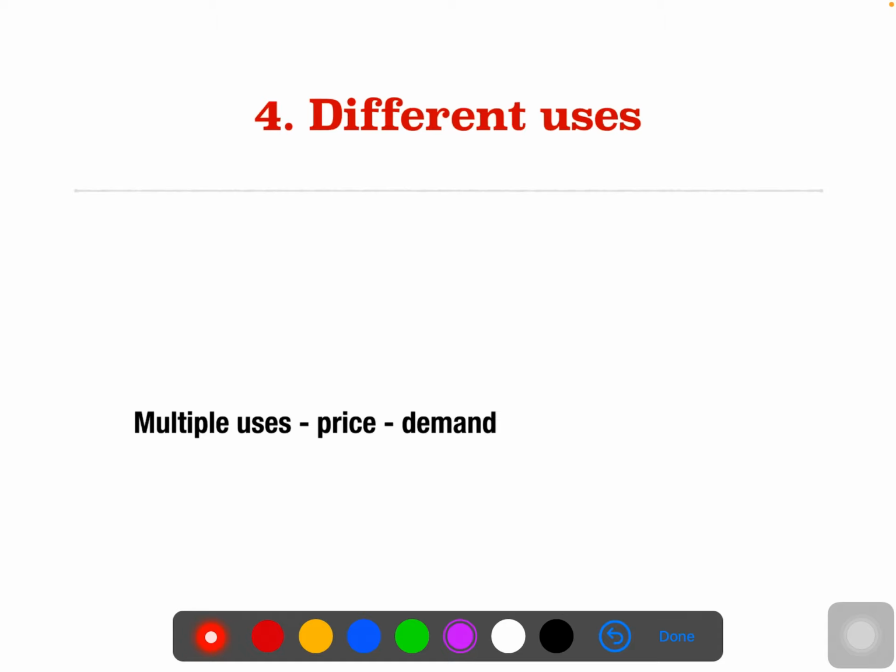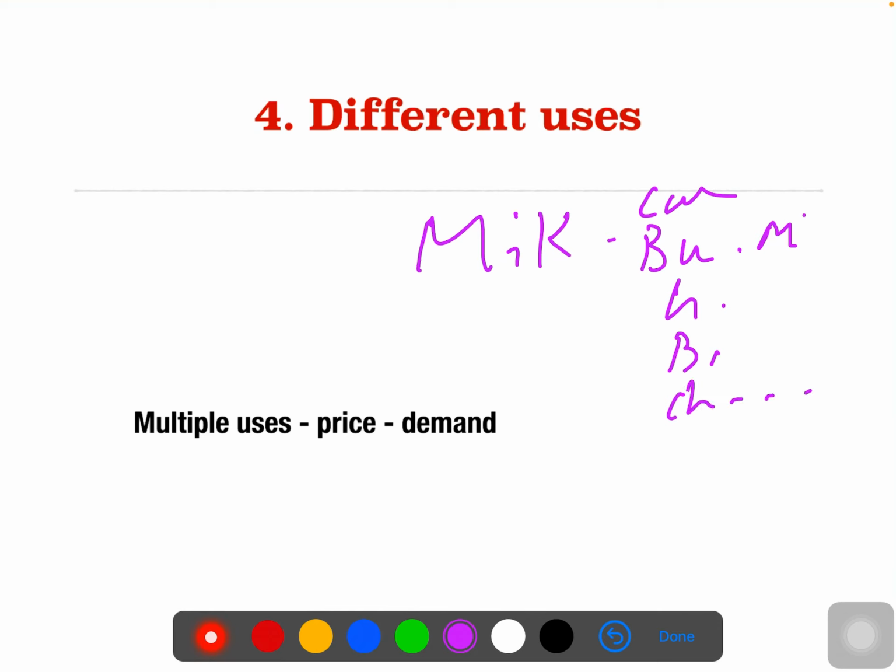And the fourth and the last reason is different uses. Whenever you have different uses from one good, let me talk about milk first. This is one of the examples I'm giving. If you're purchasing milk, don't you think you have multiple uses out of this? One is you can make curd, buttermilk, ghee, butter, cheese. You can use that for sweets also. So many other multiple uses you have from milk.